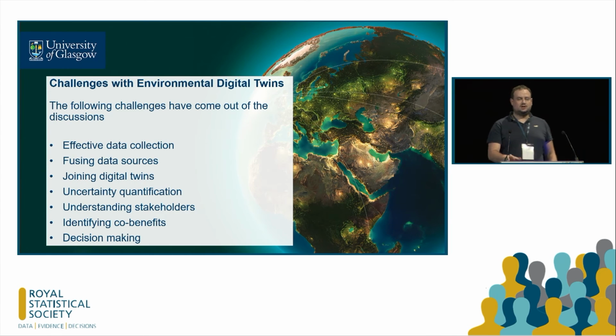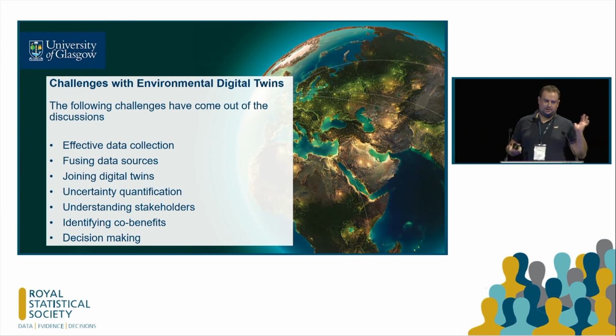So we came to this list of general challenges that we found to be on almost every digital twin: data collection, fusing data sources, joining digital twins, uncertainty quantification, stakeholders, which we've just heard about, co-benefits, and then decision making. These seem to come up in every environmental digital twin we discussed, and they came up as joint things that needed to be considered together rather than individually. But we'll talk a little bit about them individually, because more generally it comes down to the individual digital twin.